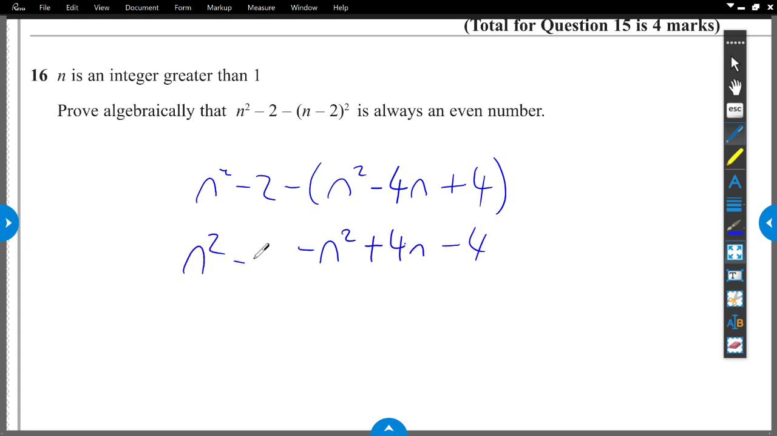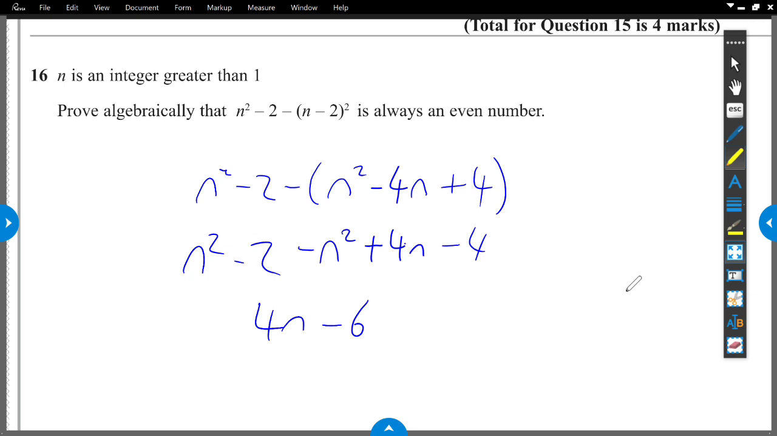So I have n squared minus 2 minus all of this. I'm going to start with the n squared terms. I've got none in total because I have 1n squared minus another n squared. I have 4n. And then I have minus 6 in total because minus 2 minus 4.